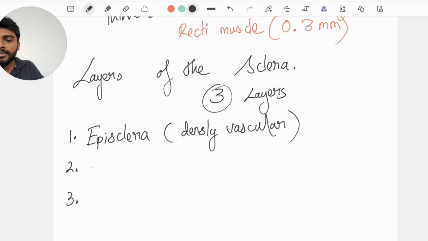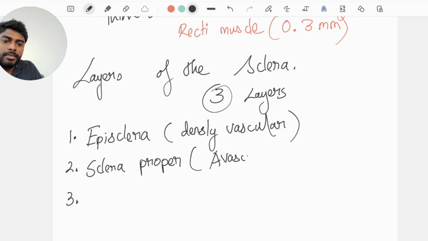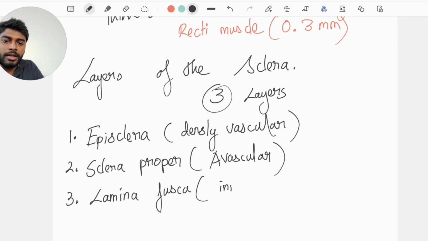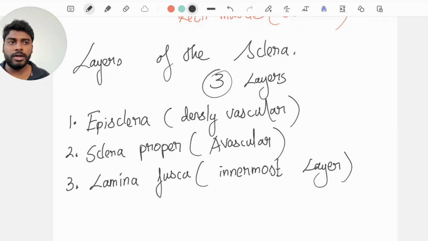And the second layer is sclera proper. This is avascular. And the third layer is lamina fusca. So this is the innermost layer, lamina fusca. So from this we are completing our layers of the sclera.